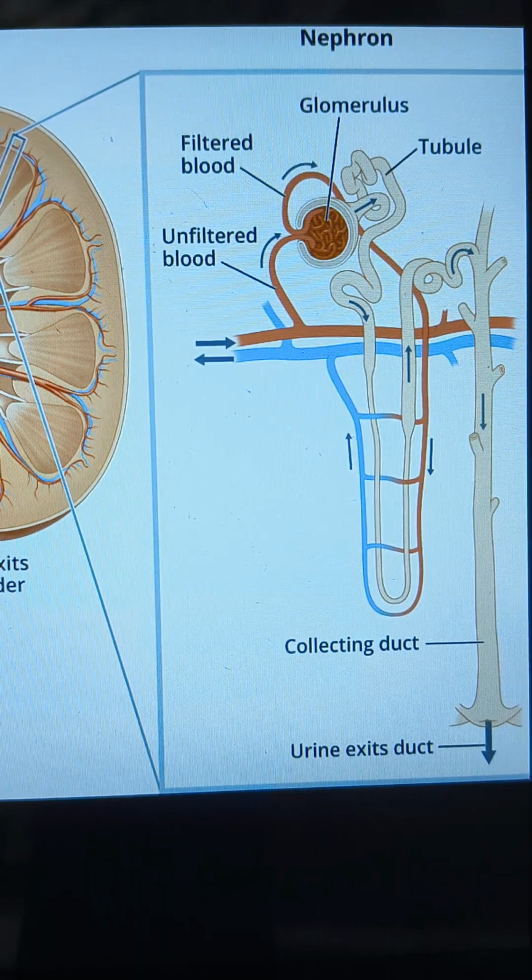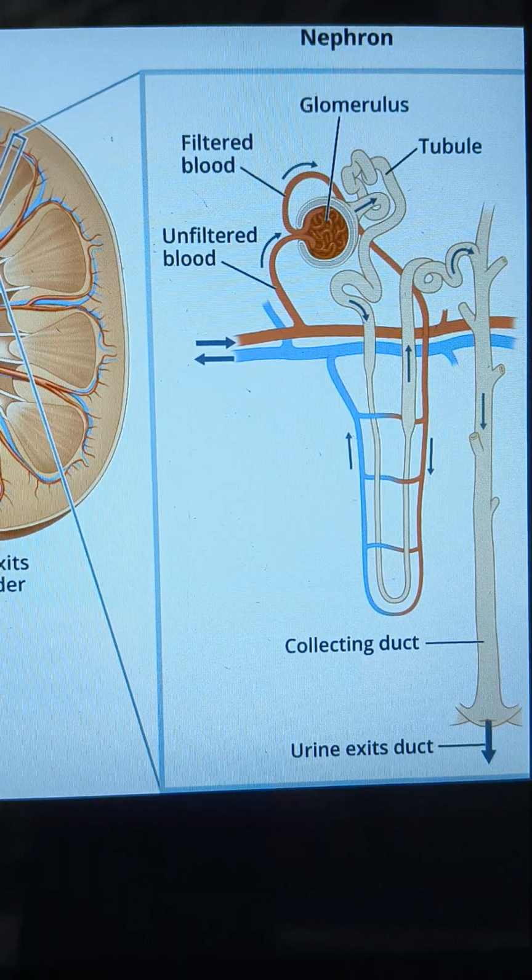And the last question is, from where does the kidney start filtration?